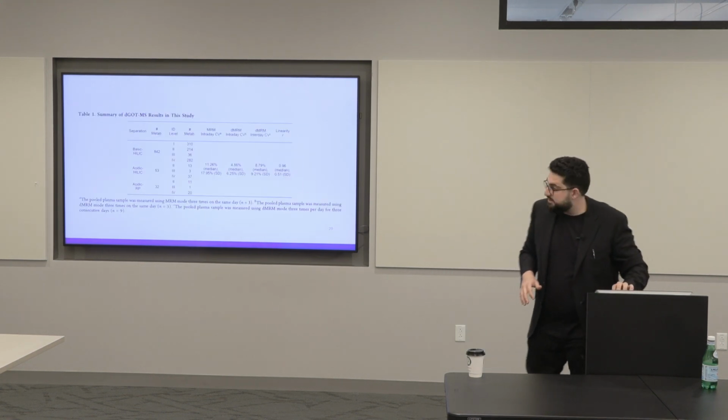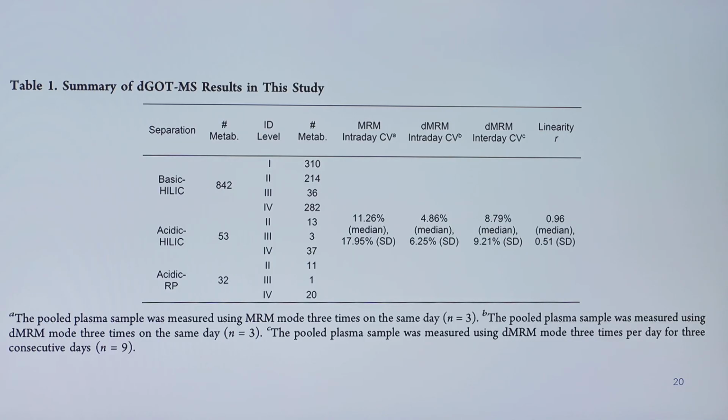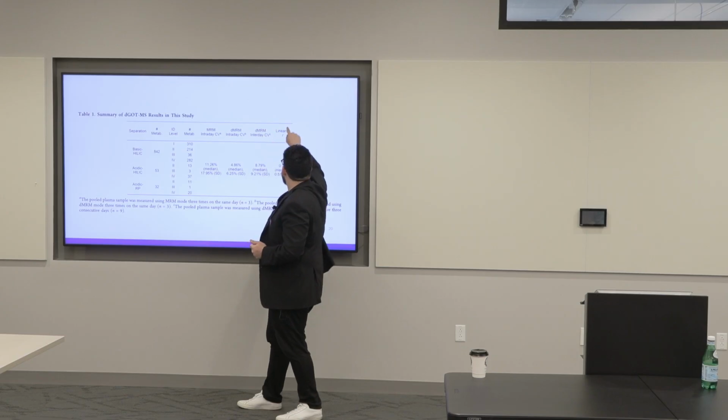And we'll talk about the confidence with which we detected them, right? So these are the ones that were identified with very, very low CV, coefficient of variation. CV is standard deviation divided by mean. So it is a ratio of how much deviation per unit of average you're seeing. You want this very, very low, ideally below 20%. That's the analytical rule. And we have intraday CV, DMRM intraday, DMRM interday, and linearity.